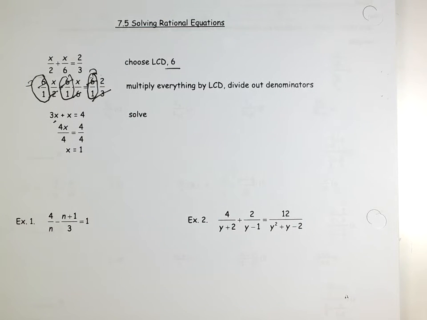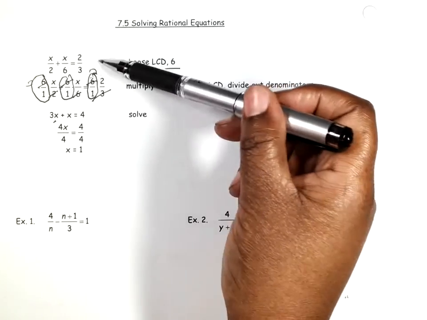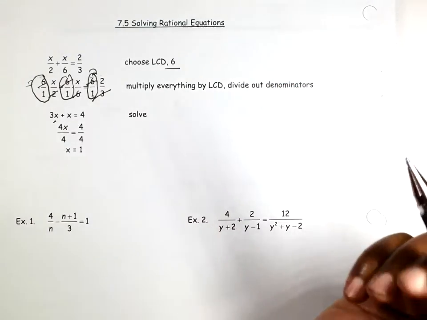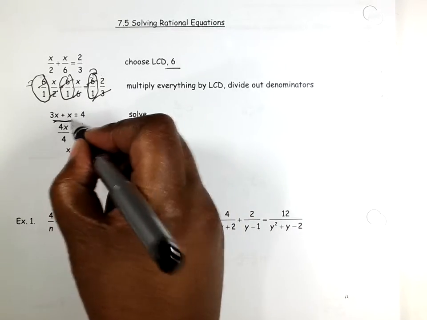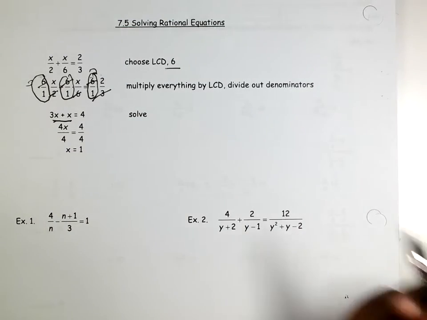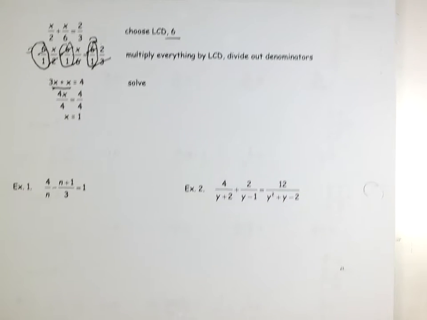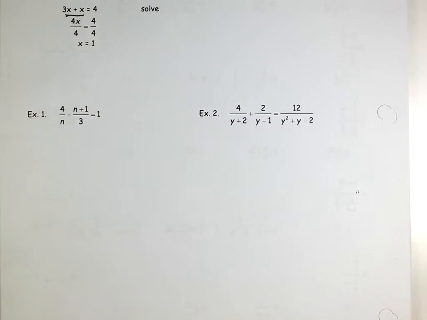So now we went from these rationals, and now I got rid of all those denominators. So just 3x plus x is 4. Add like terms, we get 4x equals 4. Divide it out, and our solution is x equals 1. So that's what we're going to do. We're going to still look at LCDs, but we're going to use them to get rid of our fractions.